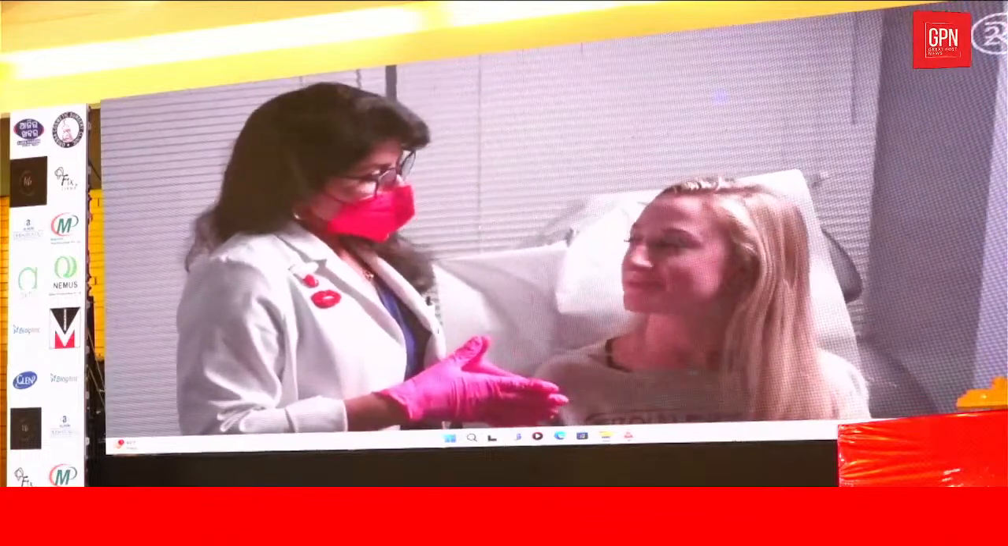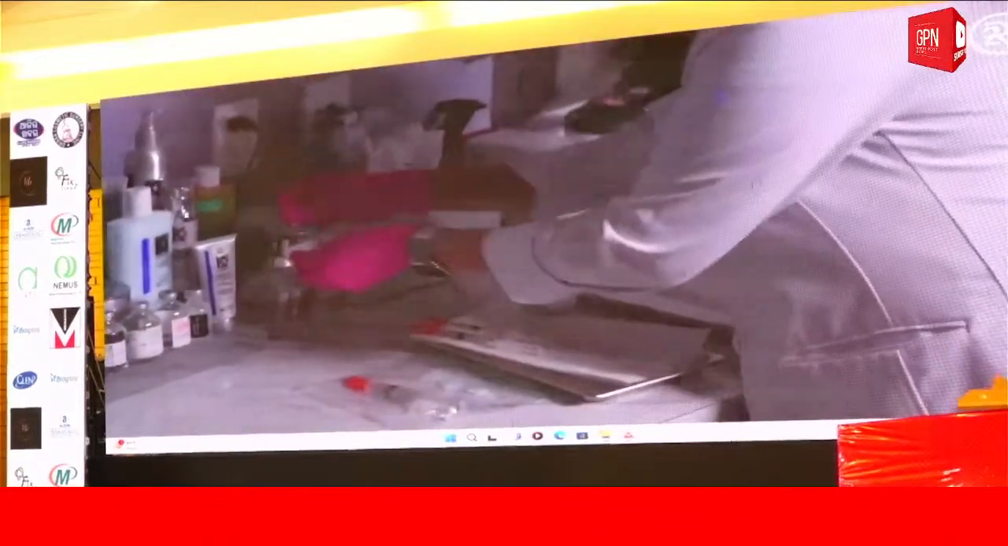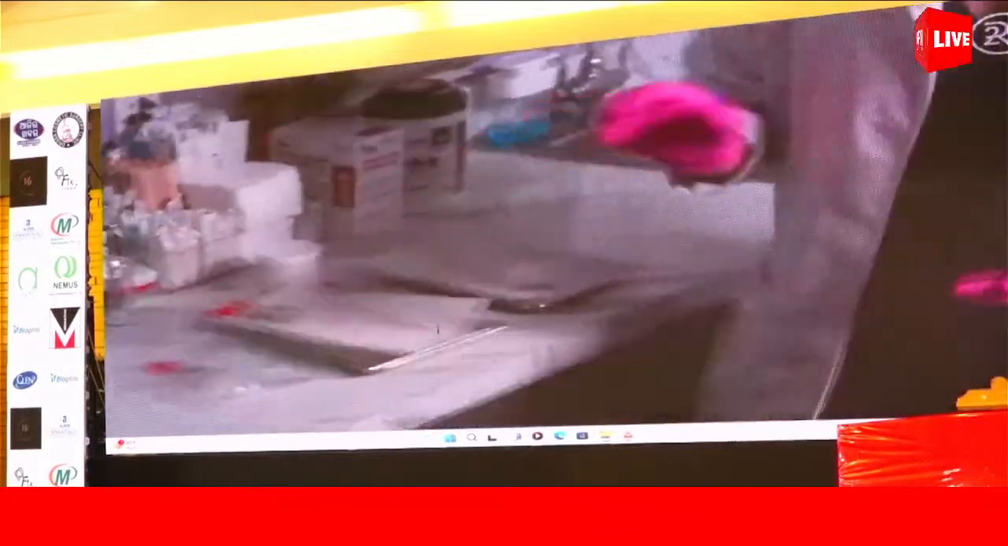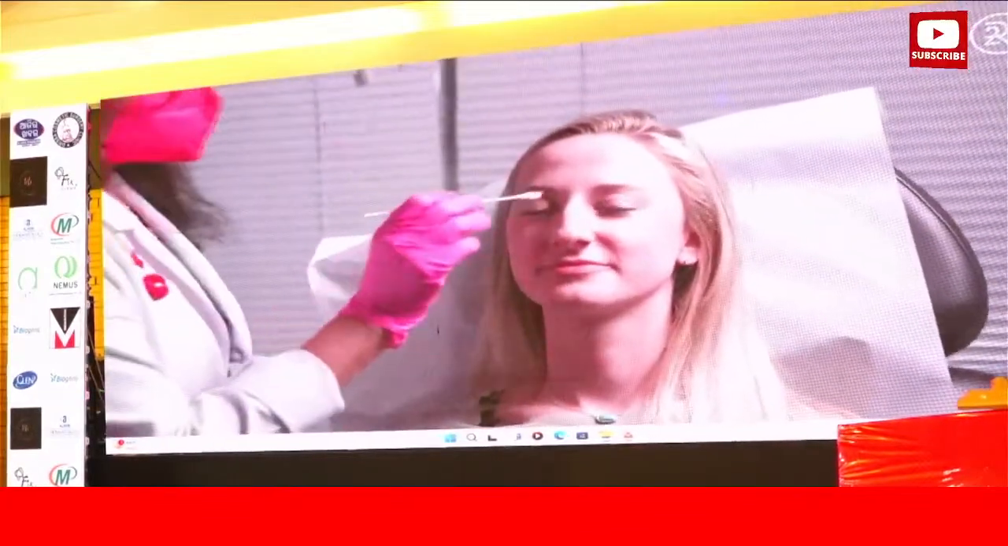Now the fun begins. I'm excited. I'm a little nervous for how it might turn out. Everyone's nose is different, so I don't really know what mine's gonna look like.